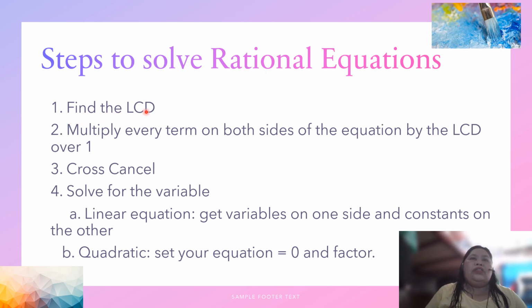First, find the LCD. You know what the LCD is? The least common denominator. Multiply every term on both sides of the equation by the LCD over 1. Then cross multiply. Solve for the variable. For a linear equation, get the variables on one side and the constants on the other side. For a quadratic, set your equation equal to 0 and factor.